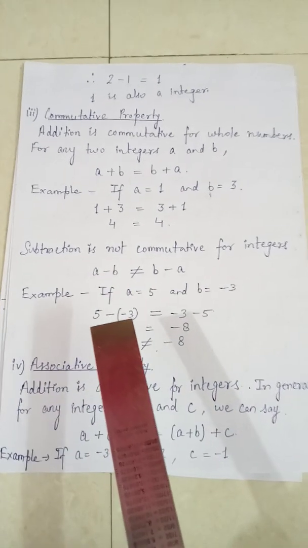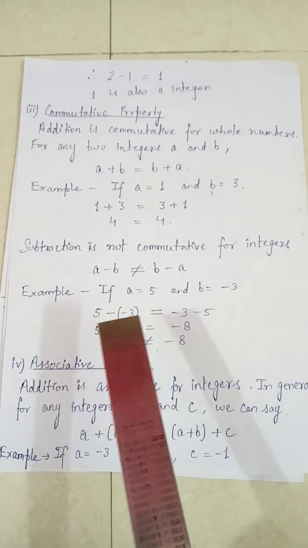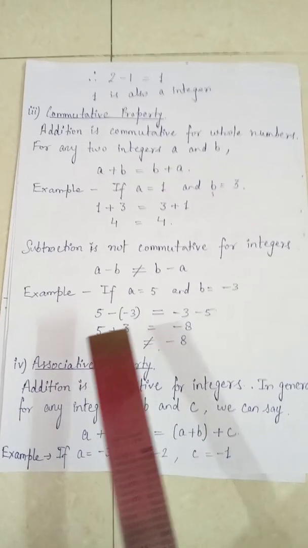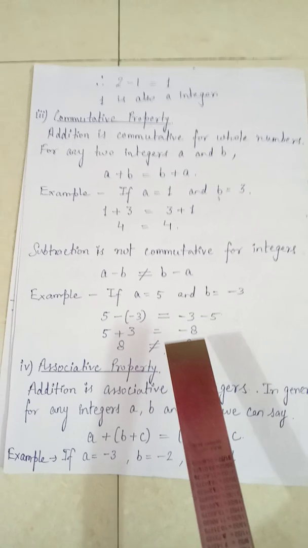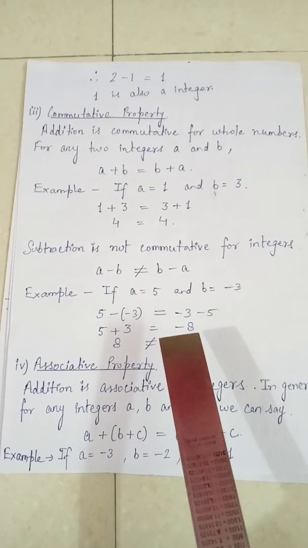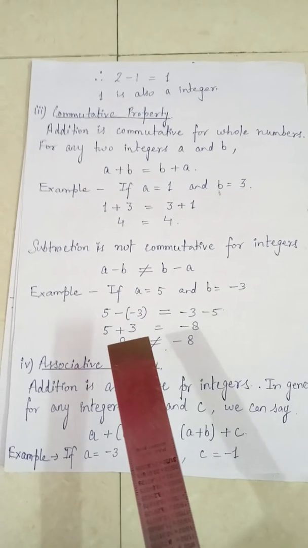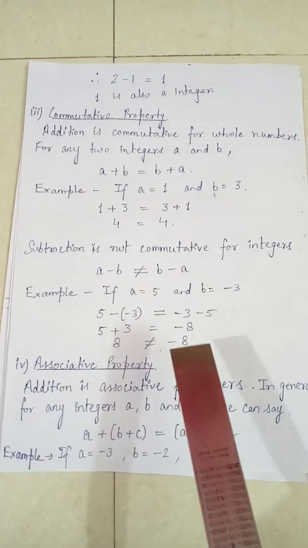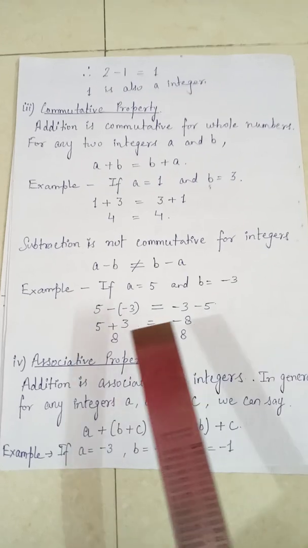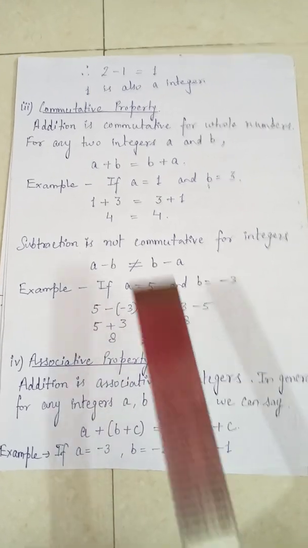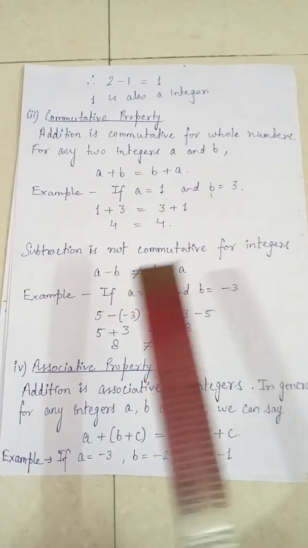So when you open the bracket on the left hand side, minus minus will become plus, that is 5 plus 3, which is 8, and on the right hand side you will get minus 8. When you add both the negatives you will get minus 8. Left hand side is 8 and right hand side is minus 8, so both sides will not be equal to each other. That means subtraction is not commutative for integers.